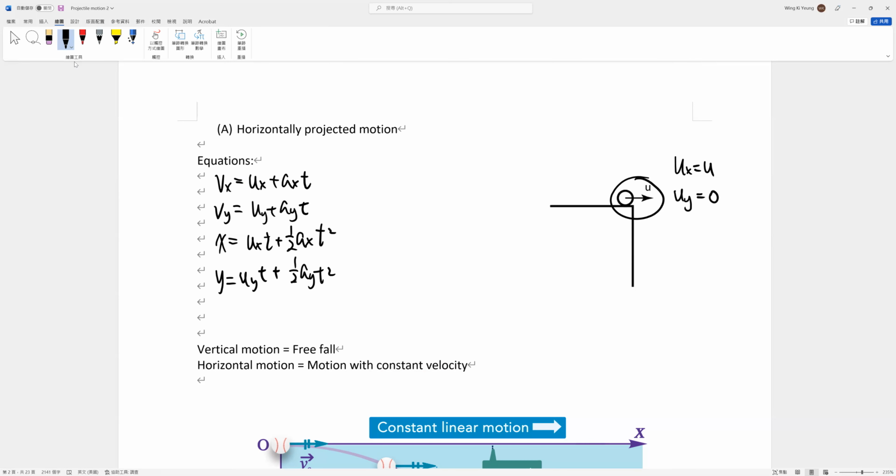Then how about the acceleration? When the object is in the air, the acceleration is always downwards, g. So this acceleration is vertical, which means it has no horizontal component. AX is the horizontal component of the acceleration. AY is the vertical component of the acceleration. The vertical component of the acceleration will be just g. Then what we need to do is just substitute all the values in these 4 formulas.